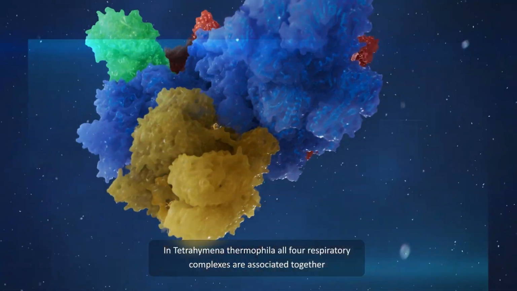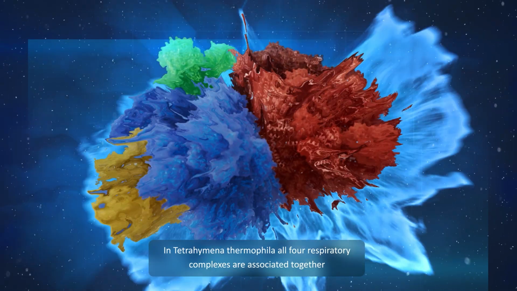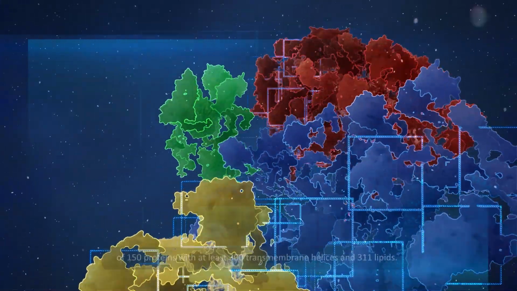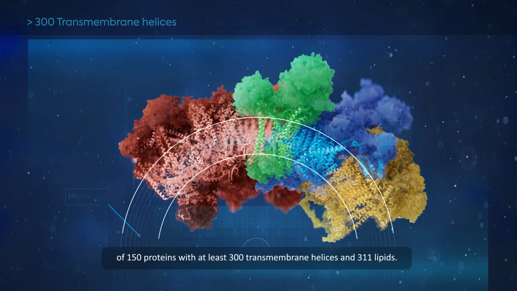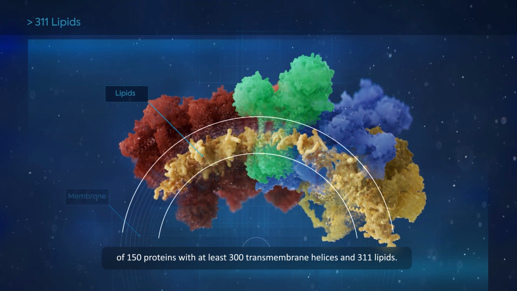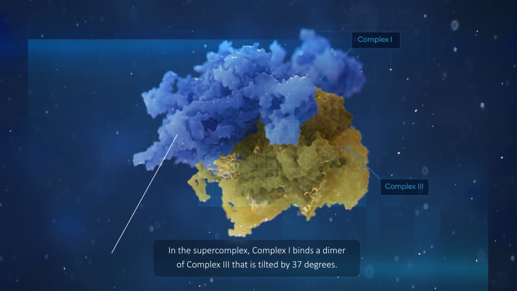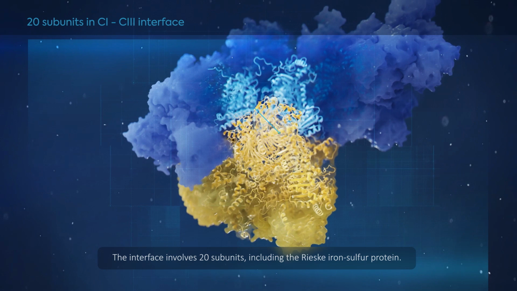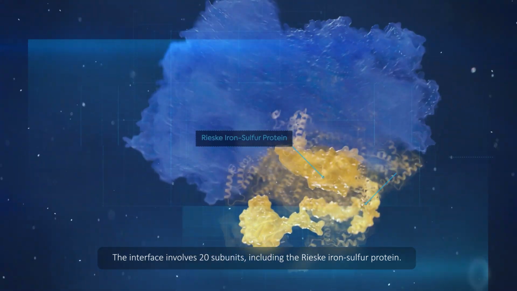In Tetrahymena thermophila, all 4 respiratory complexes are associated together and form a 5.8 megadalton supercomplex of 150 proteins with at least 300 transmembrane helices and 311 lipids. In the supercomplex, complex 1 binds a dimer of complex 3 that is tilted by 37 degrees. The interface involves 20 subunits, including the RISCA iron-sulfur protein.